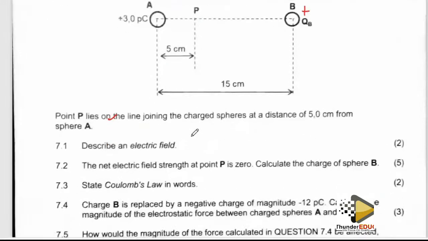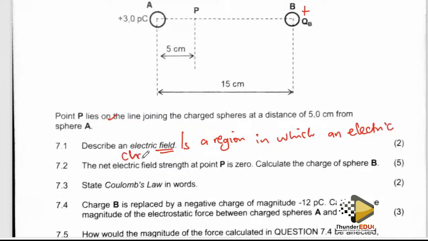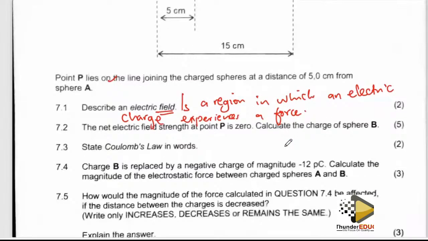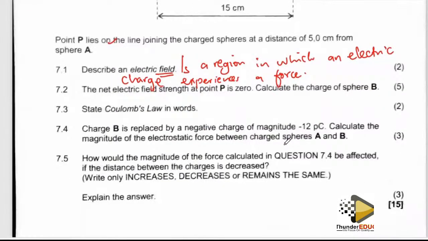Can we define what electric field is? Electric field. Since it's a field, we can say it's a region of space in which an electric charge will experience a force. A region of space where an electric charge will experience a force.